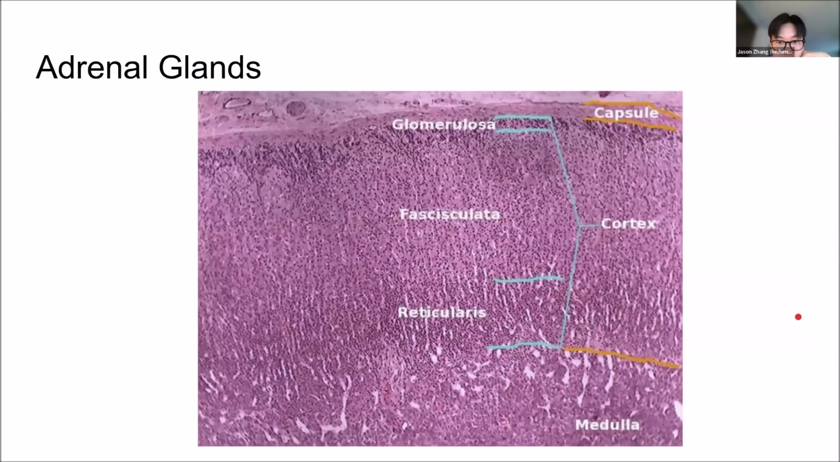Cool. And then there's another layer. Sometimes it's hard to differentiate, but I don't think for your practical and theory they'll be mean and zoom in on a tiny part of this and ask what layer of the cortex this is. So I wouldn't worry too much about differentiating between these, but generally know where different hormones are secreted. It's probably the most important part.